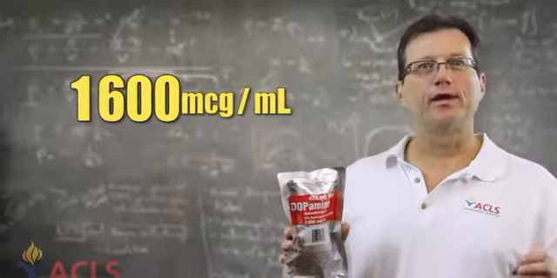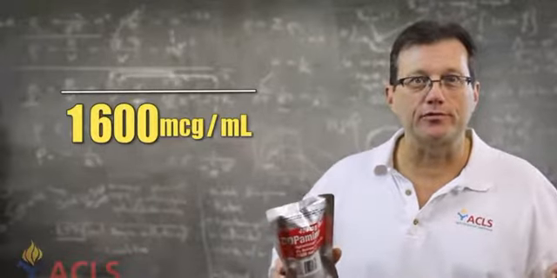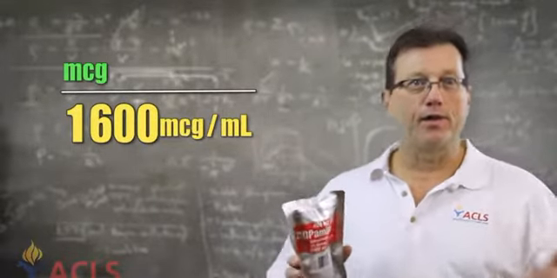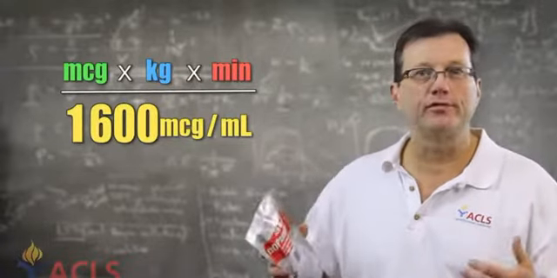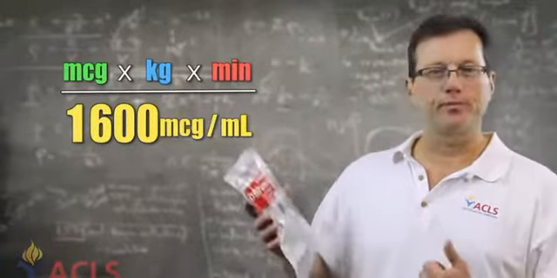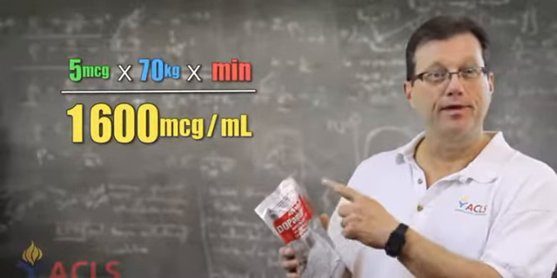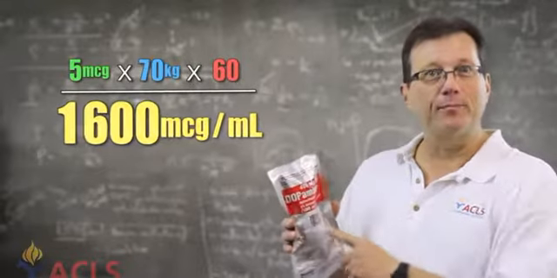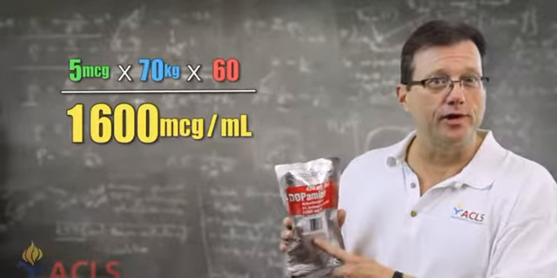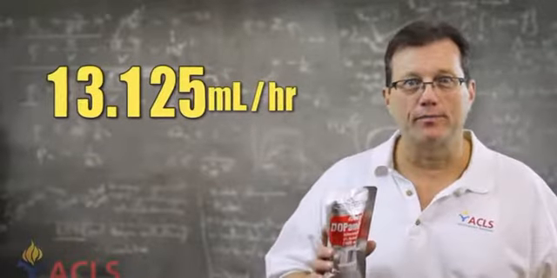Then for dopamine, simply over that, write down what you want. What do you want to administer to the patient? I want to give 5 mics per kilogram per minute. We'll say the patient weighs 70 kilograms. So simply write that down: 5 times 70 times 60, because it's per minute, divided by my concentration, which is 1600, and that will equal my mLs per hour.